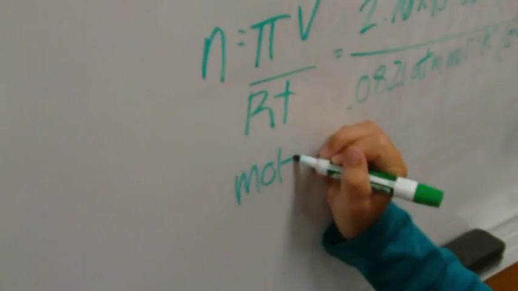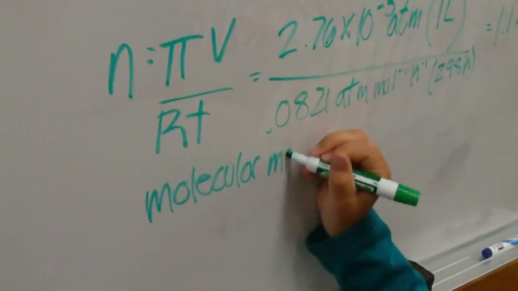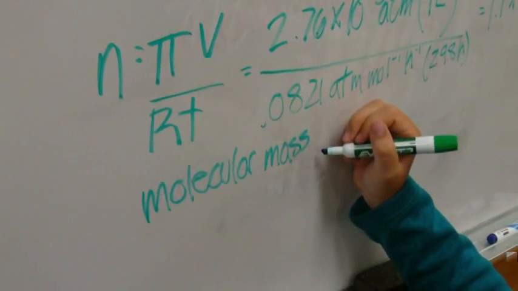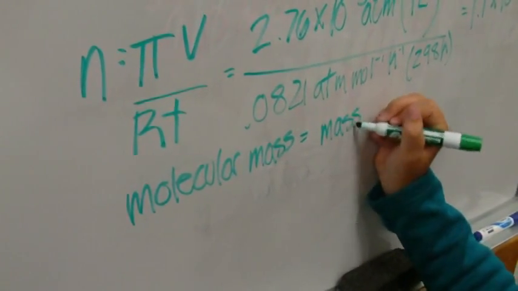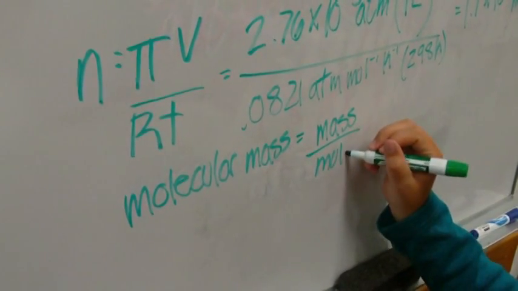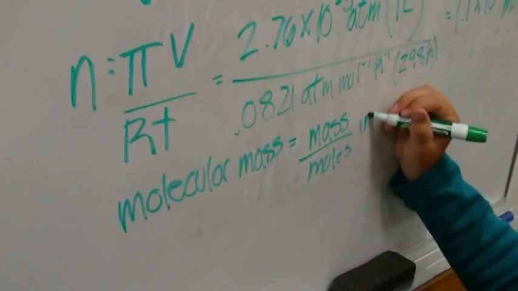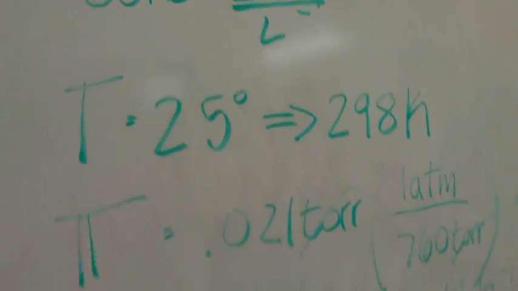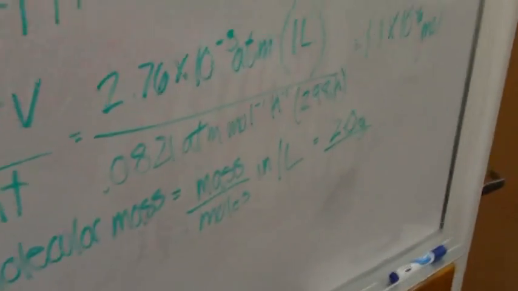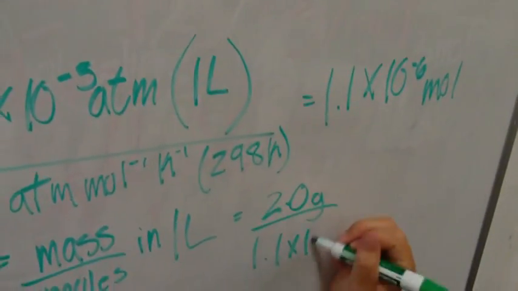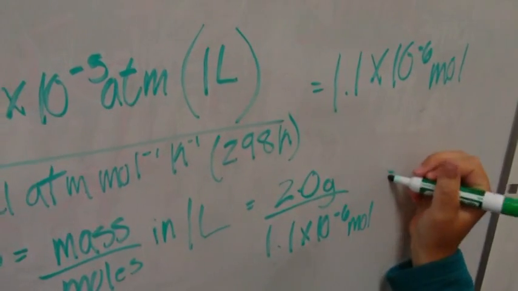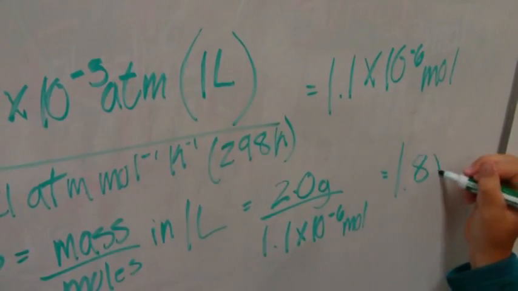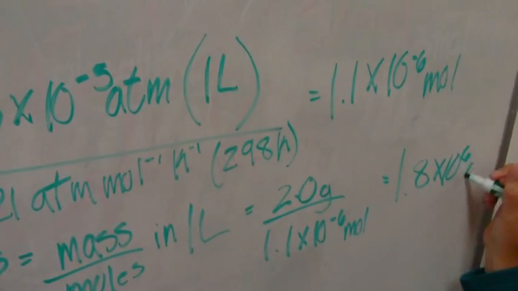All right, and we want molecular mass, which is going to equal just the mass by moles. And we know that we have 1 liter. So in 1 liter, we know that we're working with 2.0 grams. And we're going to divide that by the number of moles that we just found. So 1.1 times 10 to the negative 6 moles. And that gives us our final answer, which is 1.8 times 10 to the 6 grams per mole.